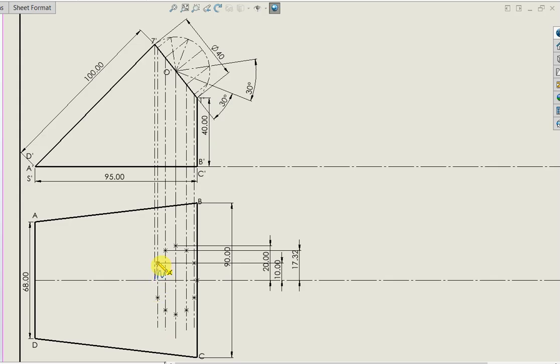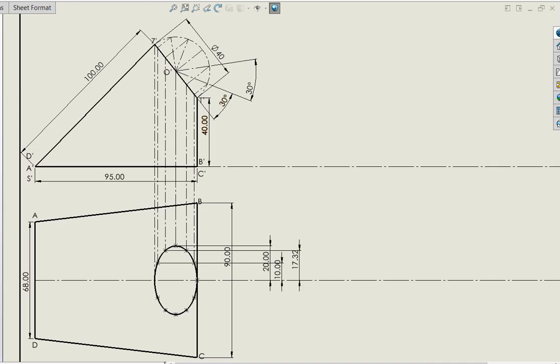From these points I can easily construct my ellipse. So I'm already having my ellipse. Now I can erase the construction lines. Next, I'm going to determine the tangent points to this ellipse.